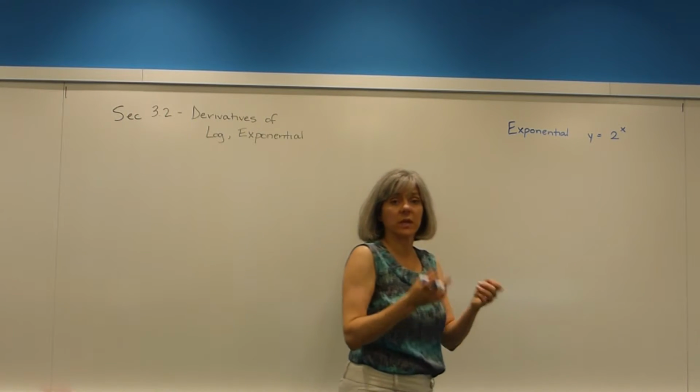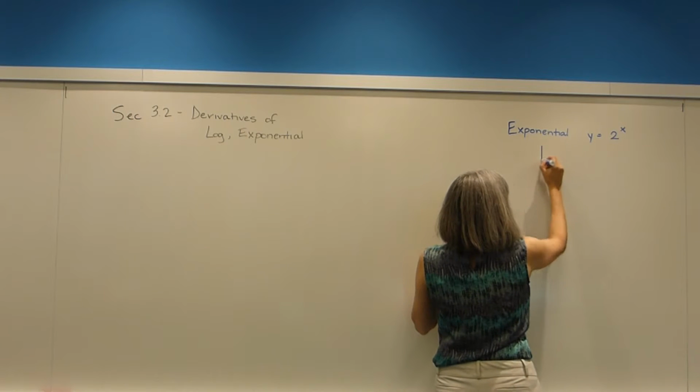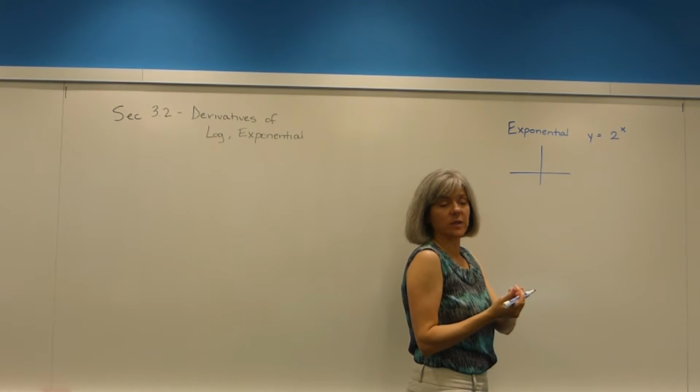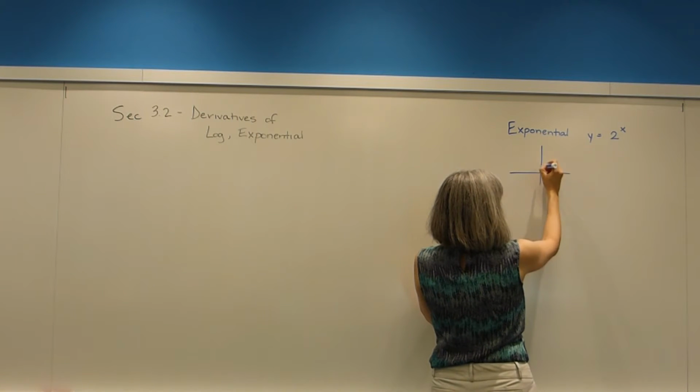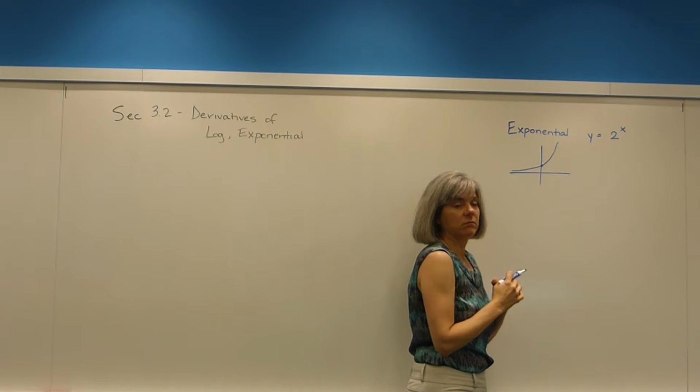This would be a great opportunity in class. I'll probably in class use Desmos to show you that. So here, the thing to remember is if I put in x equals 0, right, we always look for y-intercepts first. I'll get 2 to the 0, that's 1. So this graph looks like that.